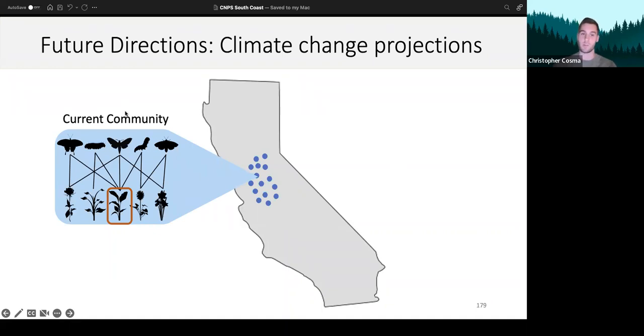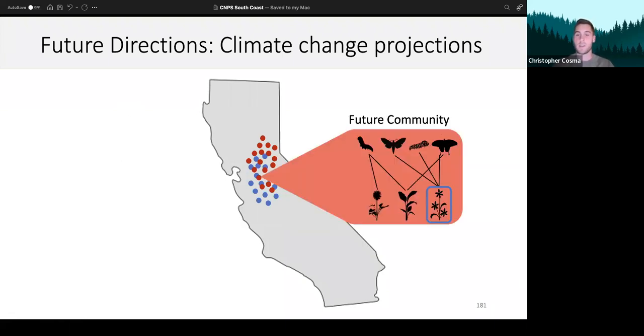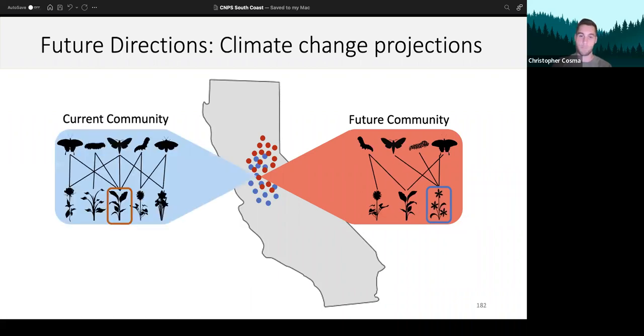But one thing we know about climate change is that species ranges are shifting, often northward and often up in elevation. And so what I'd like to do is combine this sort of network analysis with species distribution modeling, which predicts where species will occur in the future with climate change, to see in our future climate change communities which plant species are going to be the most important for Lepidoptera. And they may be quite different than our current community.